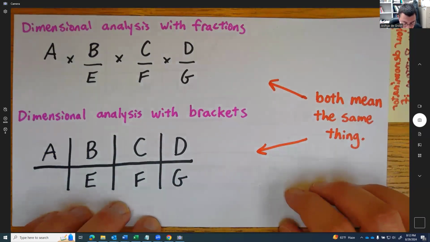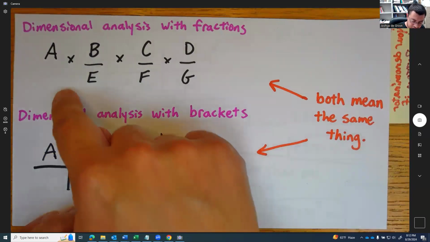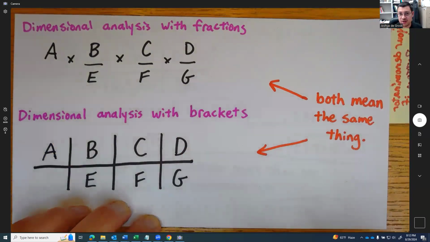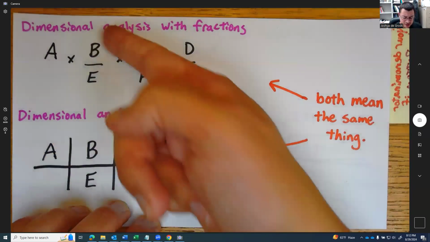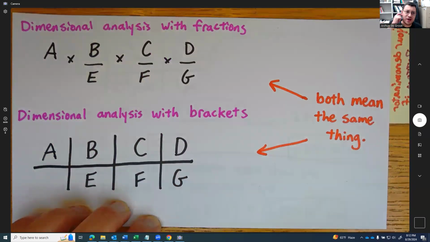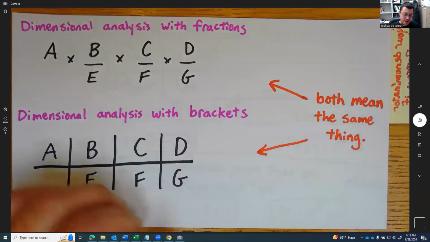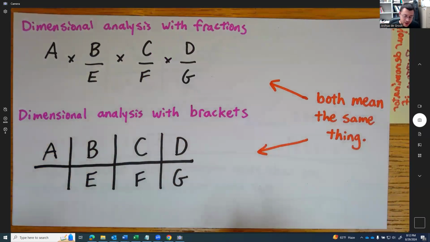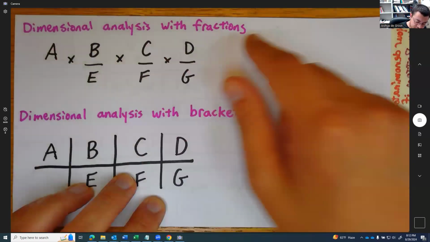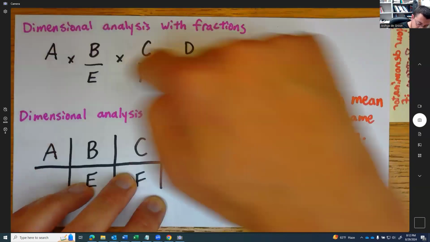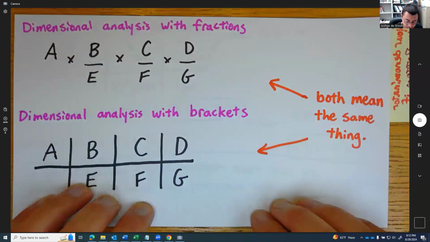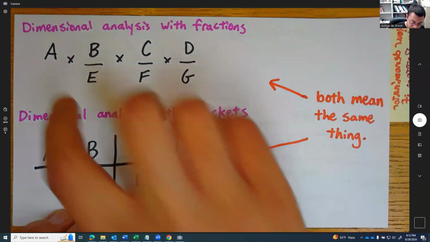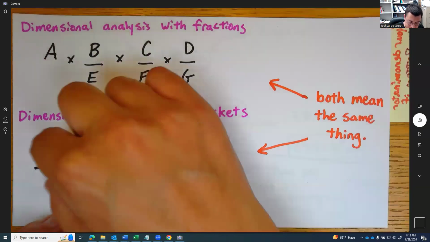All right. So everything I was doing so far with our unit conversions, dimensional analysis, is just a fancy way of saying unit conversions. Dimensional analysis, unit conversions, it means the same thing. So dimensional analysis with fractions, this is what we were doing earlier. Another way you can write out something like this is with brackets.